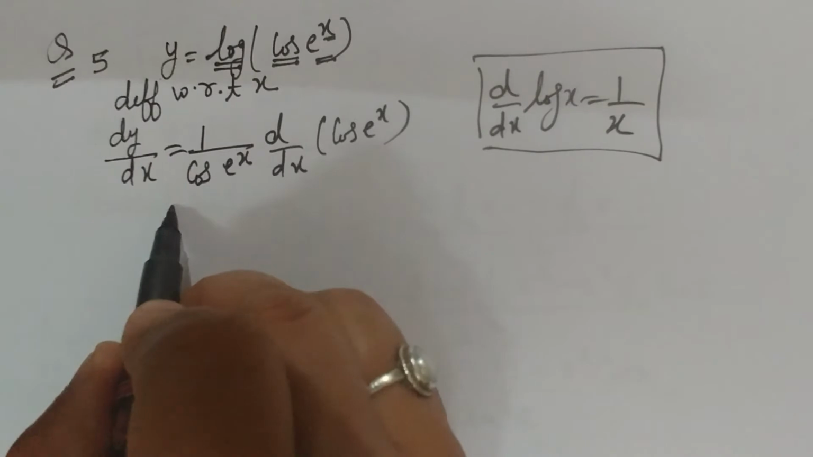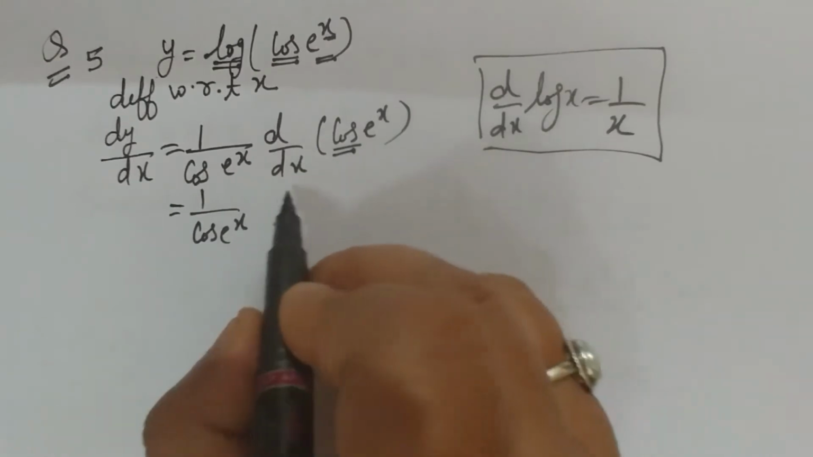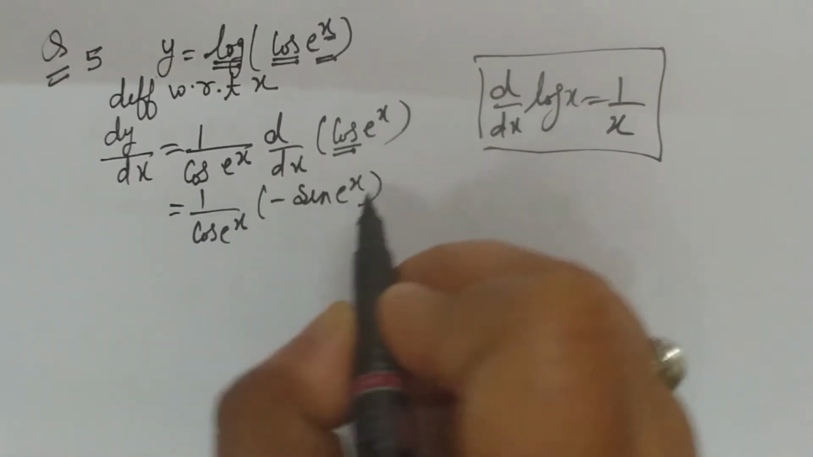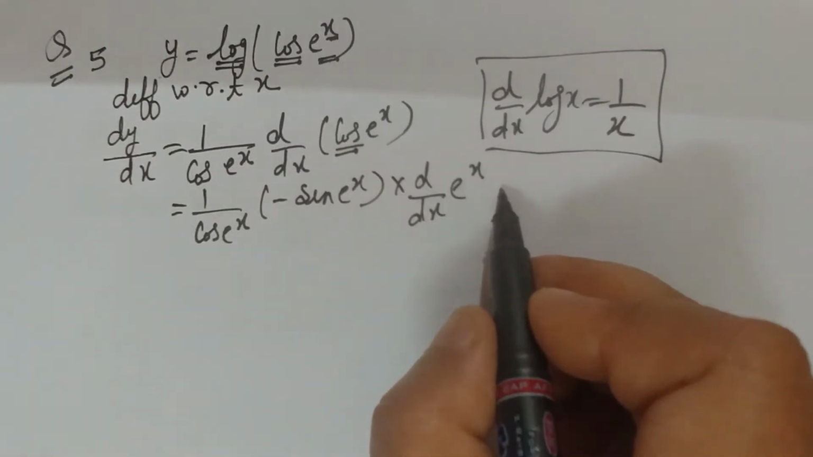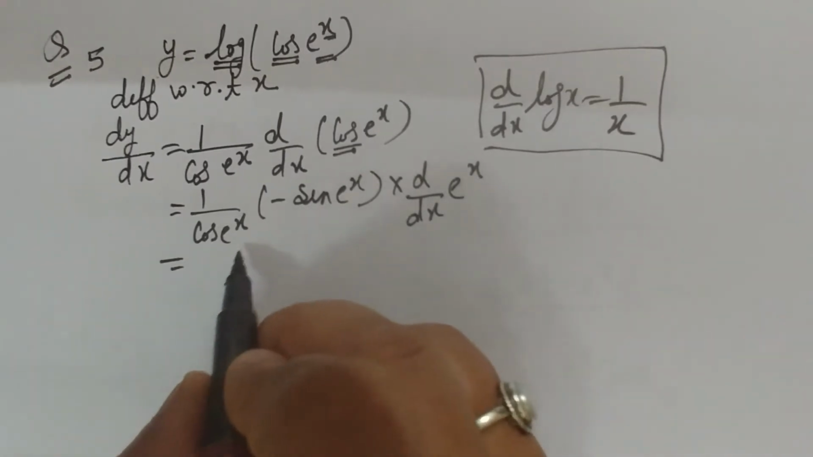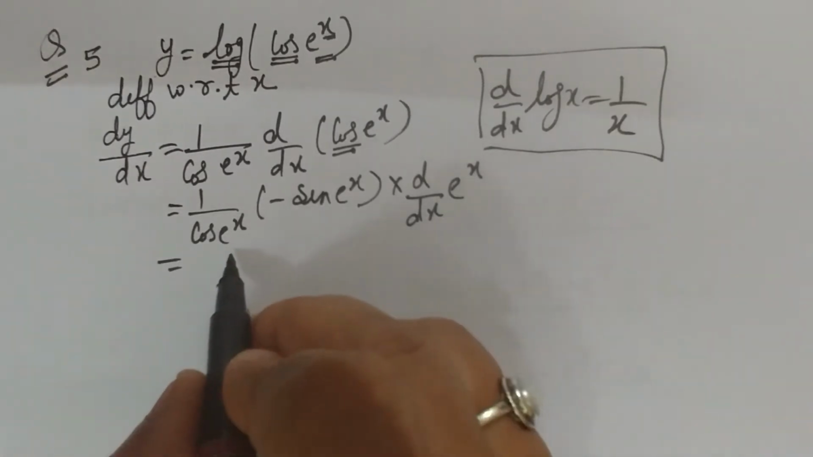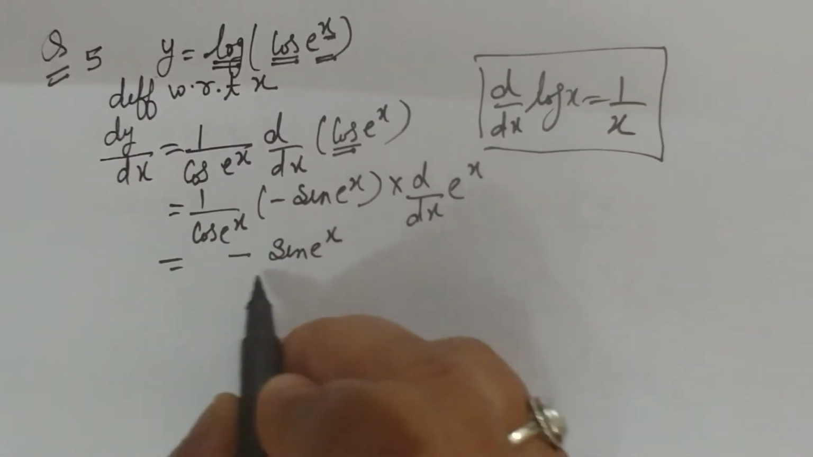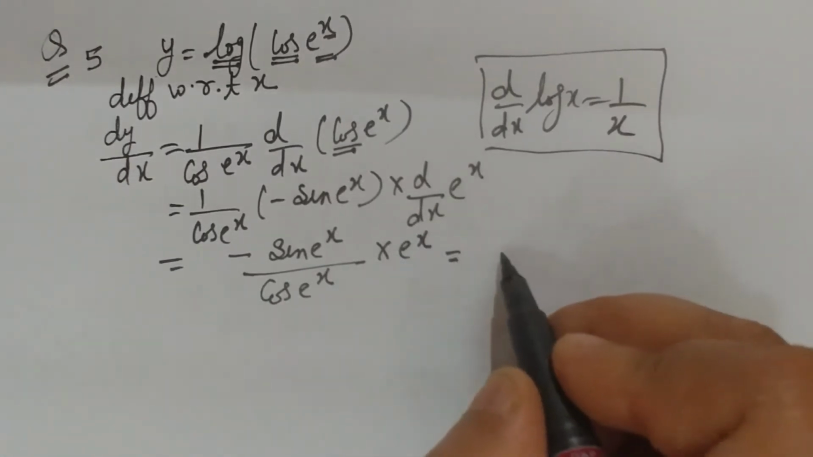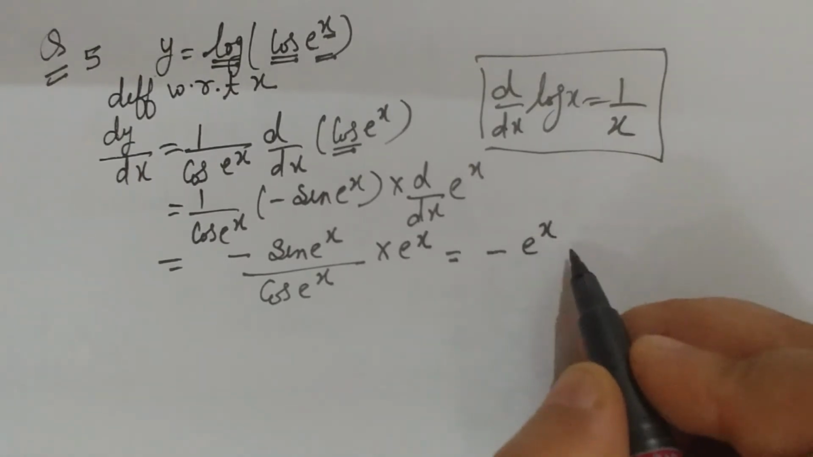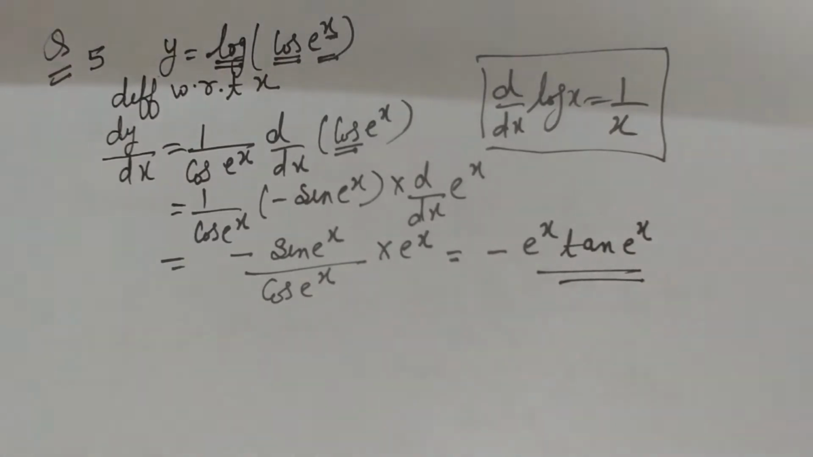So it becomes 1 upon cos e raised to power x. Now the term is of cos. Cos will be minus sine e raised to power x, and then d dx of e raised to power x. There is no need to do d dx of x because that will be 1. The derivative of e raised to power x is e raised to power x itself. So it is minus sine e raised to power x upon cos e raised to power x into e raised to power x. Either I can also write it as minus e raised to power x tan e raised to power x. So this is also the solution.